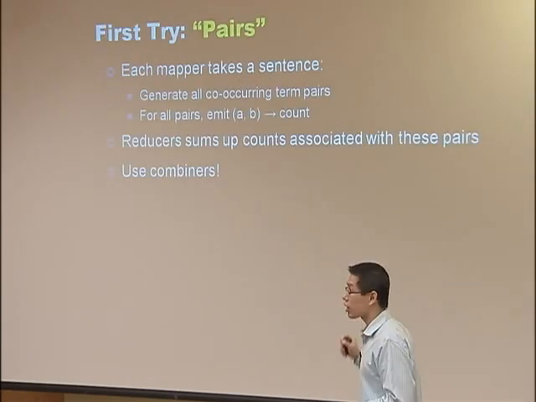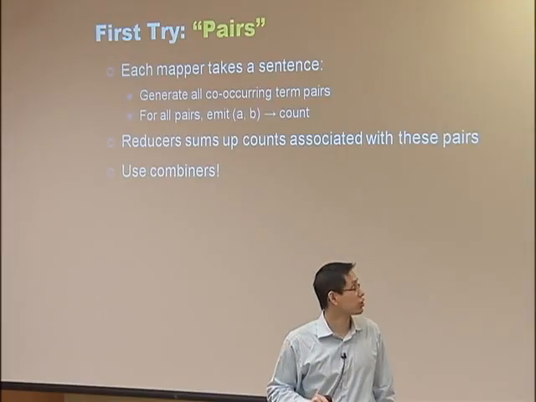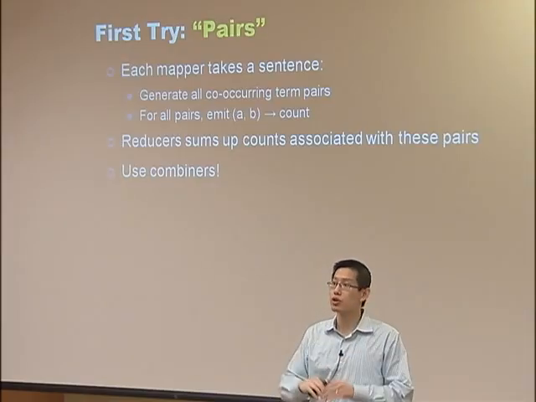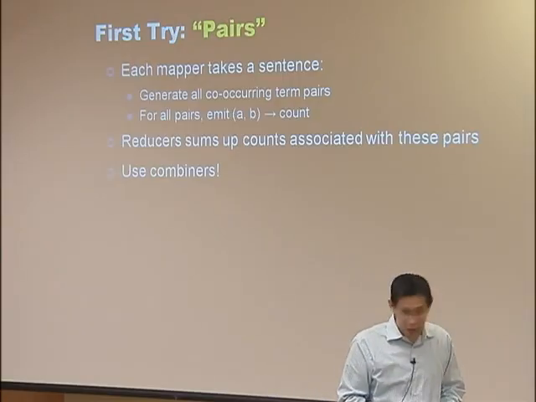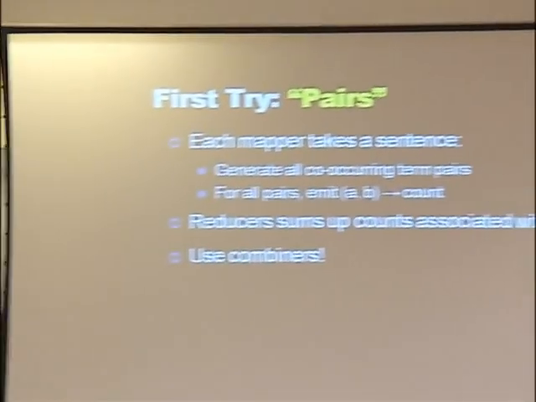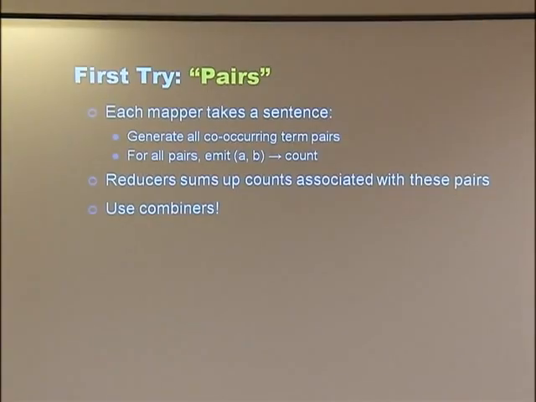I'm going to talk about two approaches. The first approach is what I'm dubbing the pairs approach. Okay, so let's say you want to do co-occurrence within a sentence. So naturally, you map over sentences. And then what you're going to do is you're going to generate all co-occurring term pairs within that sentence. And you're going to emit the tuple, the pair that you observe, and its count.